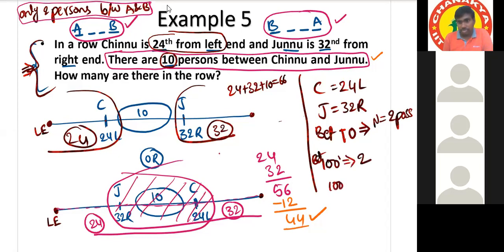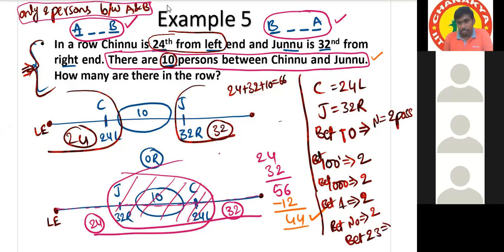There are 1,000 members between: two possibilities. One person between: still two. Suppose there is no person between: two possible answers. Suppose there are 23 members between: still two possibilities. So in every case we get two possibilities. Unless they give the left or right position of them, it'll be two.